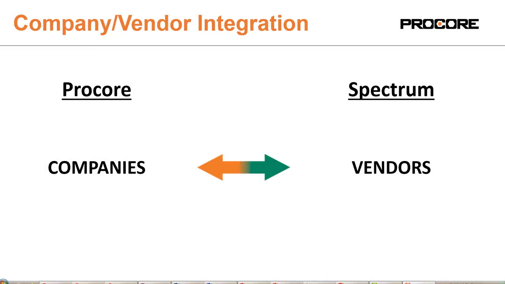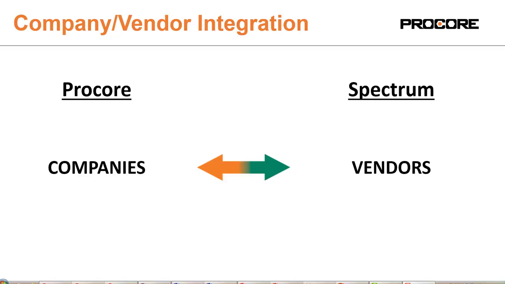In this video, I will demonstrate the different ways you can sync vendor records in Spectrum with companies in your Procore directory. The integration between Procore and Spectrum as it relates to companies and vendors is a two-way integration. This means that vendors that have been created in Spectrum can be used to create new companies in Procore or link to existing records in the Procore directory.